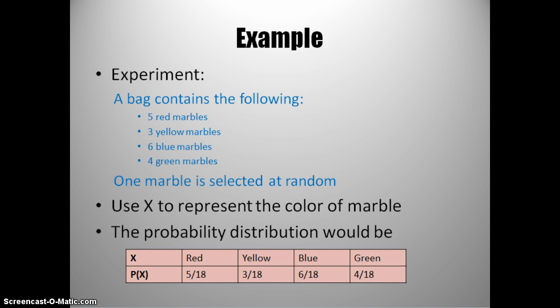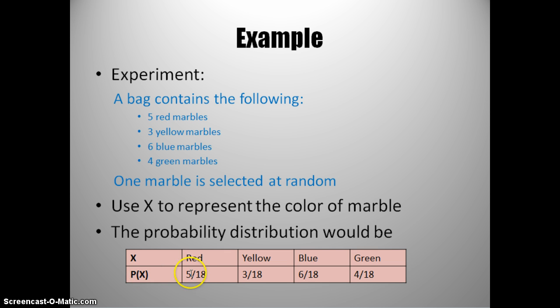Here's an example. Our experiment here is a bag that contains marbles of different colors. We have 5 red, 3 yellow, 6 blue, and 4 green, and we're going to select 1 marble at random. Once again, X is going to represent the color of the marble. So our probability distribution would look like the table you see at the bottom of your screen. In the first row, you have X, which can represent the different colors: red, yellow, blue, or green. And corresponding to each of those values, we have the probability.